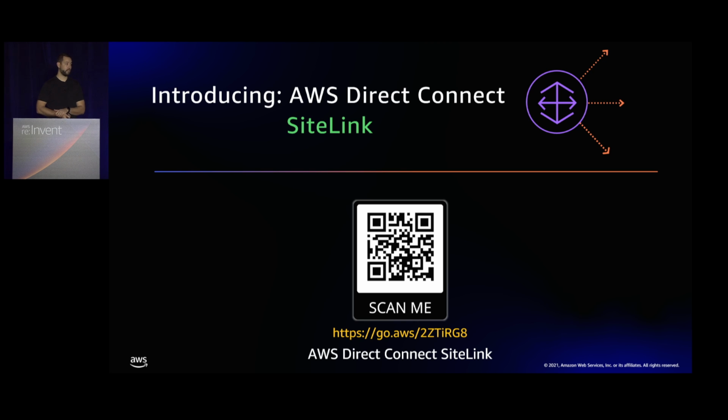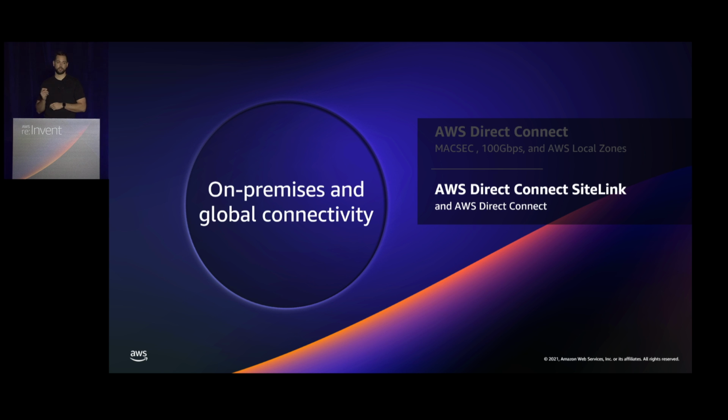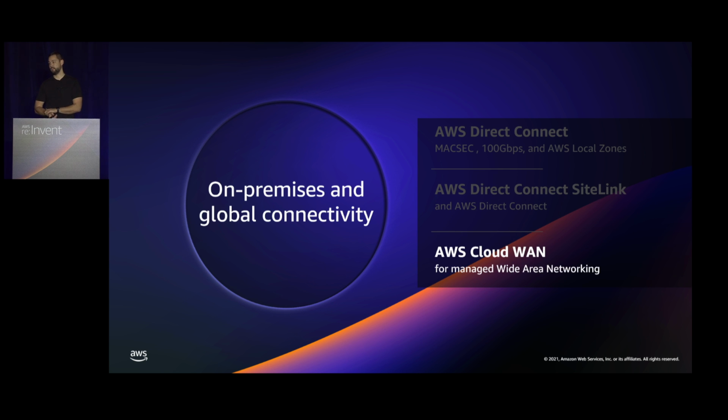If you folks are using Direct Connect, I think SiteLink's just one of those things where, instead of having an MPLS WAN backbone, you could use SiteLink for site-to-site connectivity. But that leads me to the next service, finally, AWS Cloud WAN.